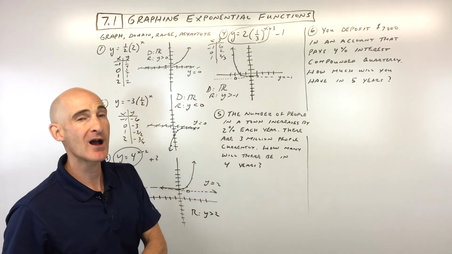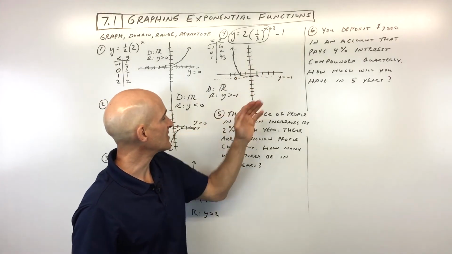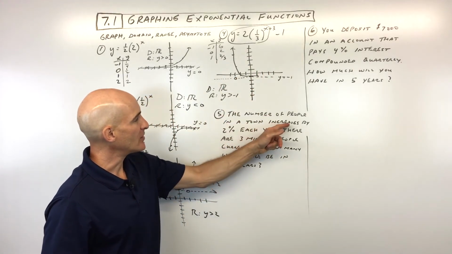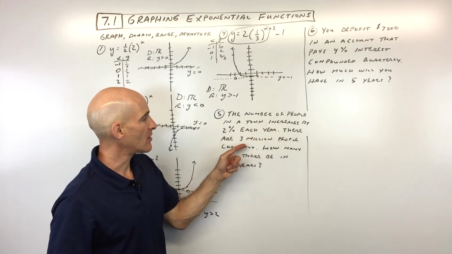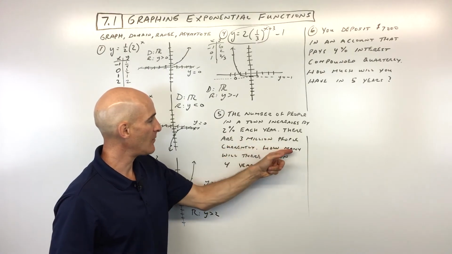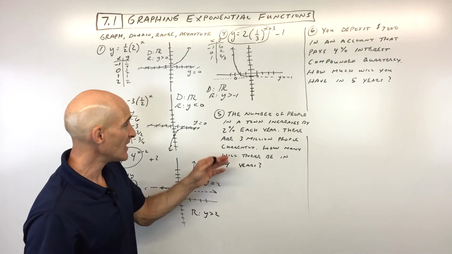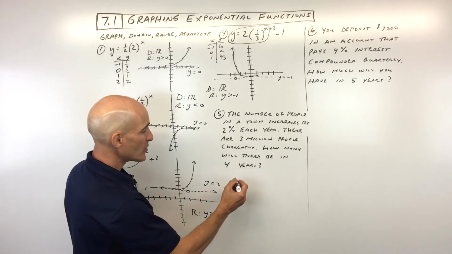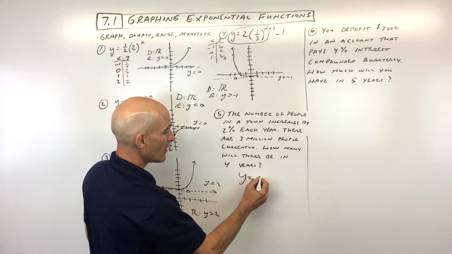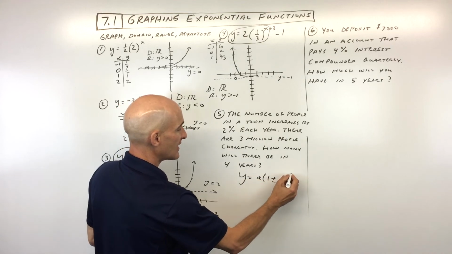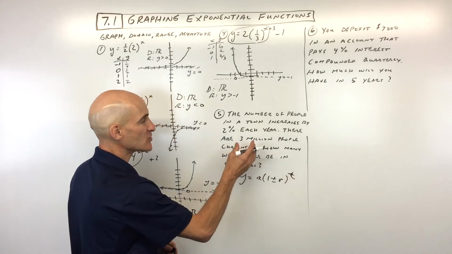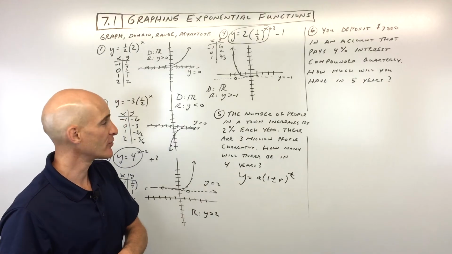Okay, a couple story problems now. Number 5 and number 6. The number of people in a town increases by 2% each year. There are 3 million people currently. How many will there be in 4 years? Okay, so it's increasing by 2% each year. Now remember, we talked about the exponential growth model and the exponential decay model. That's what we're using in this problem. So what do you think? How would you solve this? How many people are there going to be?